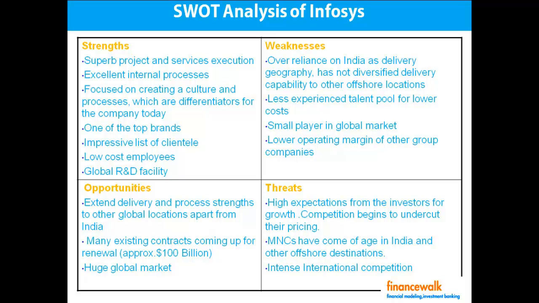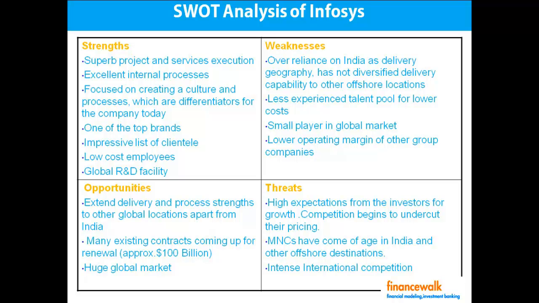Second, excellent internal processes. Third is a focus on creating a culture and processes which are differentiators for the company today. Fourth is one of the top brands. Obviously, Infosys is one of the top brands. Next is an impressive list of clients. Yes, Infosys has a very good list of clients and they get repeat business too. Next is low cost employees, and a global R&D facility is one of the strengths of Infosys. Now let's move to weaknesses of Infosys. First is over reliance on India as delivery geography.